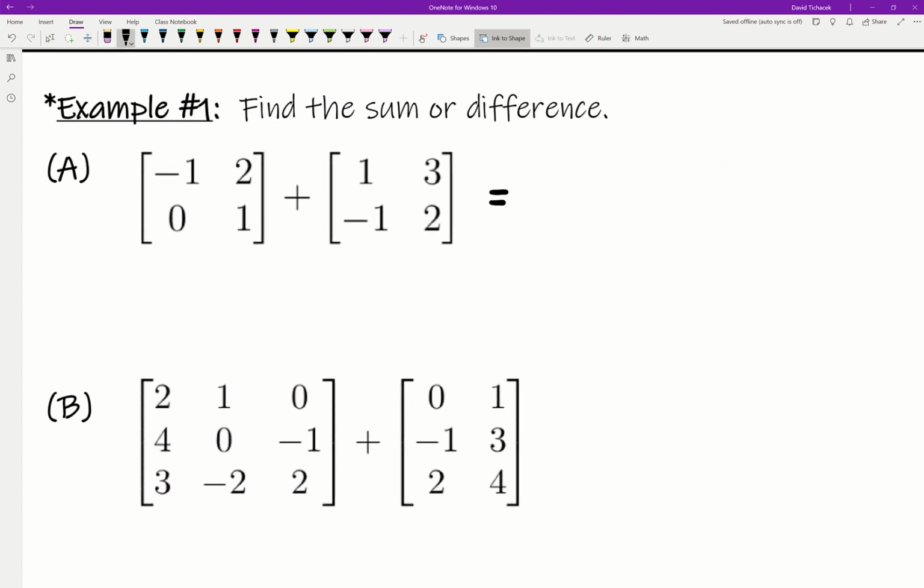But we're adding two different 2x2 matrices here, and of course we're just going to go ahead and simply add the entries, right? So -1 plus 1, we know that is going to make 0. We have here 2 plus 3, that of course is going to make 5. We have 0 plus -1, remember that we're adding here, that's going to give us -1. And then finally we've got 1 plus 2, of course that's going to make 3.